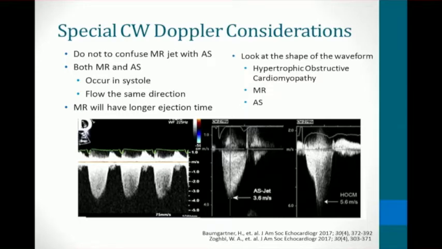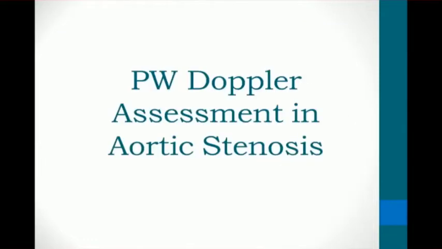Additionally, look at the shape of the waveform. Mitral regurgitation has a parabolic flow profile, whereas AS looks more triangular. And patients with hypertrophic cardiomyopathy will have a late peaking dagger-shaped waveform. All are very different pathologies and should not be confused with one another.